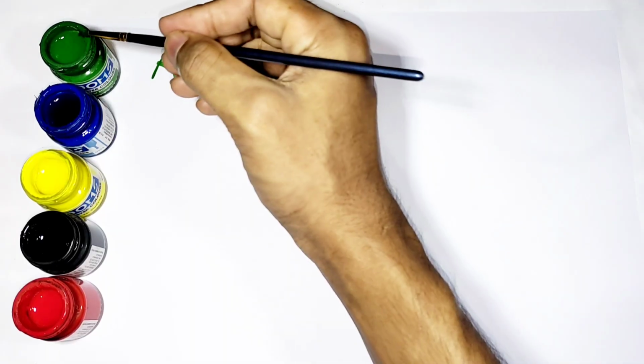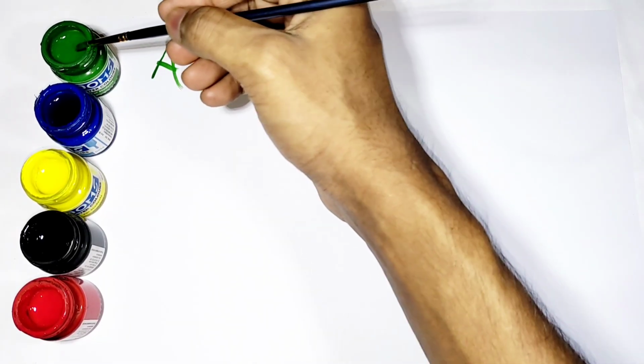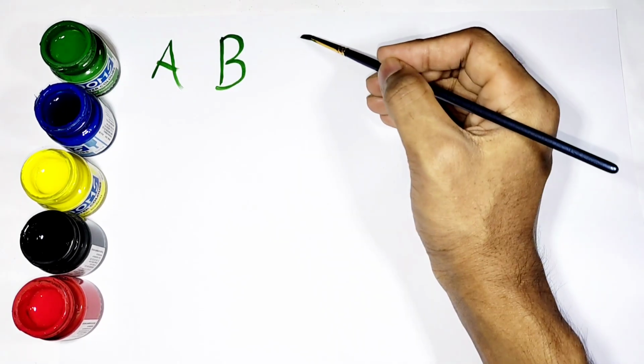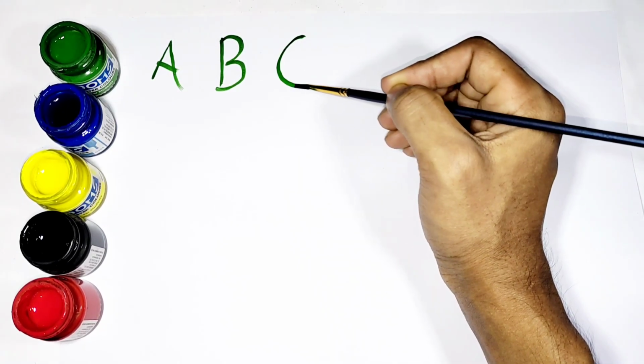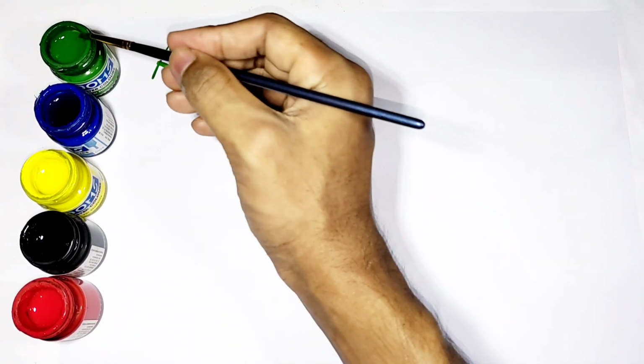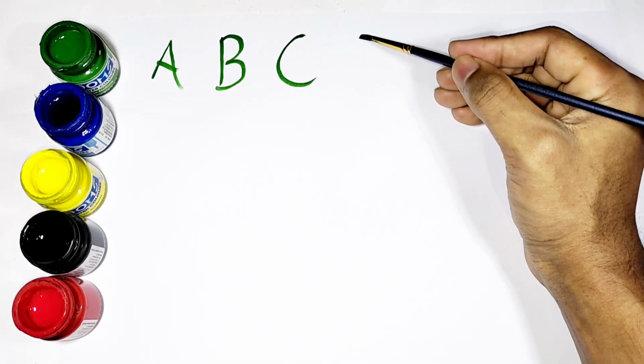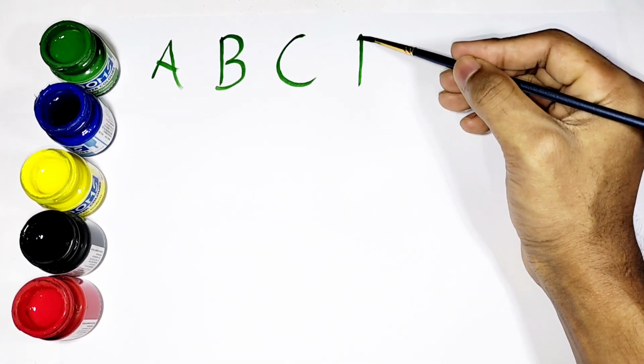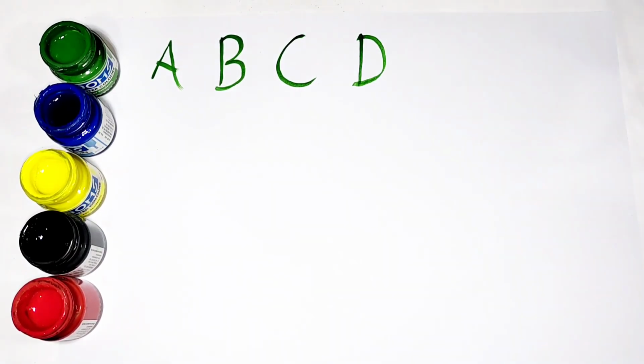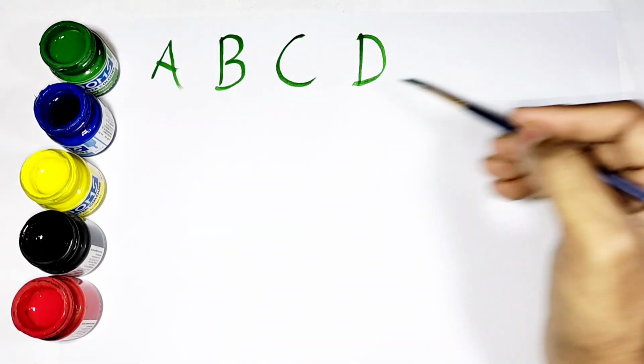The alphabet of B. The next one is C. C for cow, C for cat. The next one is D. D for dog, D for doll. Now we draw the alphabet of E.